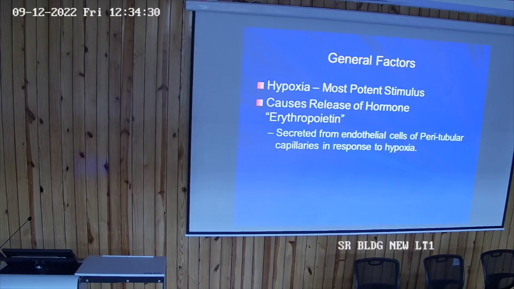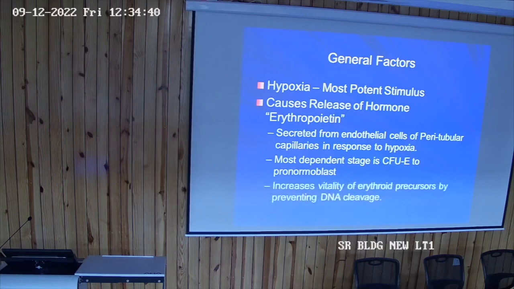Okay, hypoxia is the most potent stimulus, causes release of erythropoietin. The most dependent stage is colony forming unit erythroid series to pro-normoblast. Okay, it increases the vitality of erythroid precursors by preventing DNA cleavage.